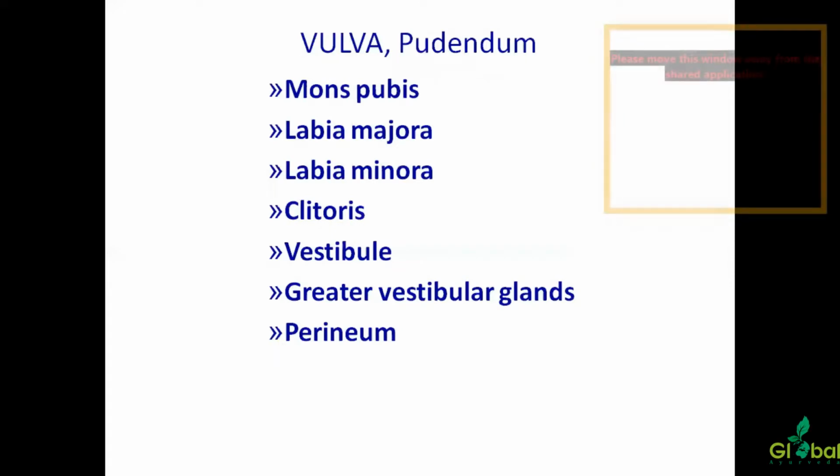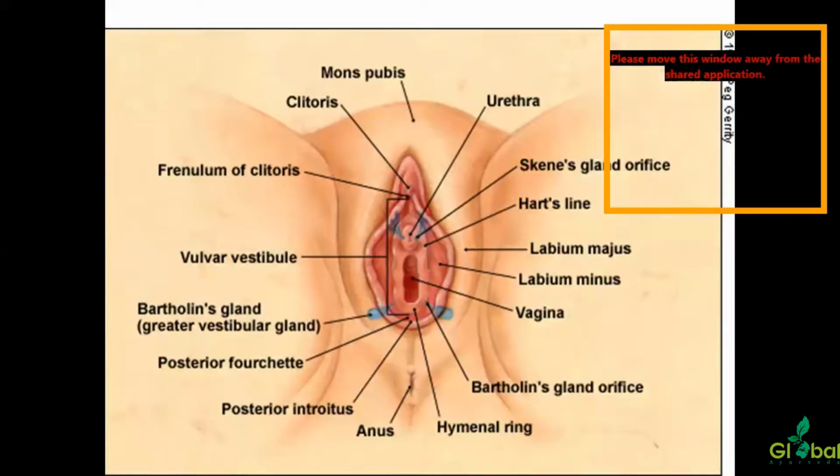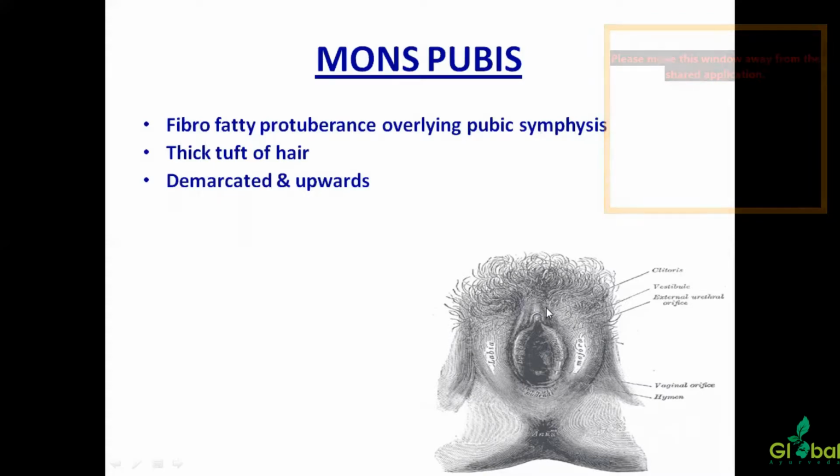First of all, the vulva and pudendum. This consists of mons pubis, labia majora, labia minora, clitoris, vestibule, greater vestibular glands, and perineum. This is the picture showing. Then coming to mons pubis, it is a fibrofatty protuberance overlying the pubic symphysis. This is a thick tuft of hair, and it is demarcated upwards.